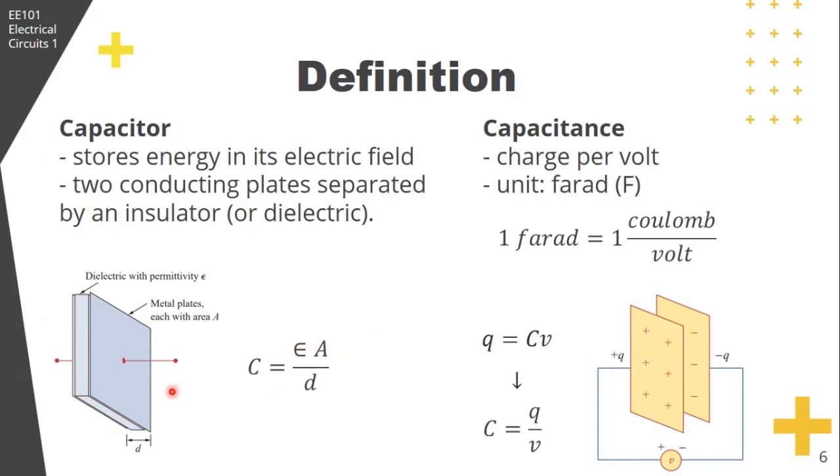From this formula, we see that the capacitance depends on the surface area of the plates. So, if your area is larger, then you'll have greater capacitance. Second, the spacing between the plates. That is, the smaller the spacing, the greater the capacitance. It is inversely proportional. Then, the capacitance also depends on the permittivity of your material. That is, the higher the permittivity, the greater the capacitance.